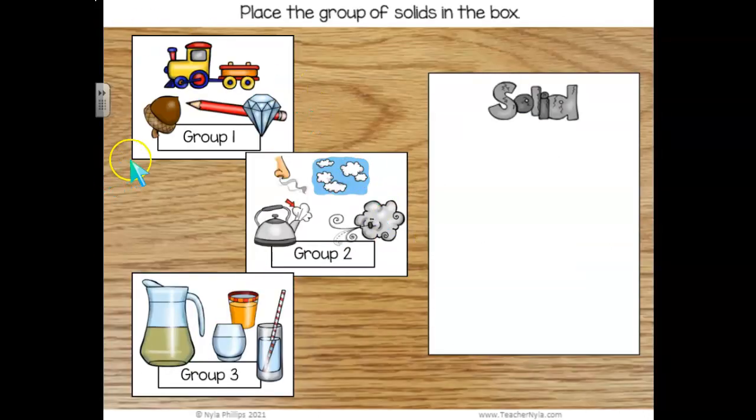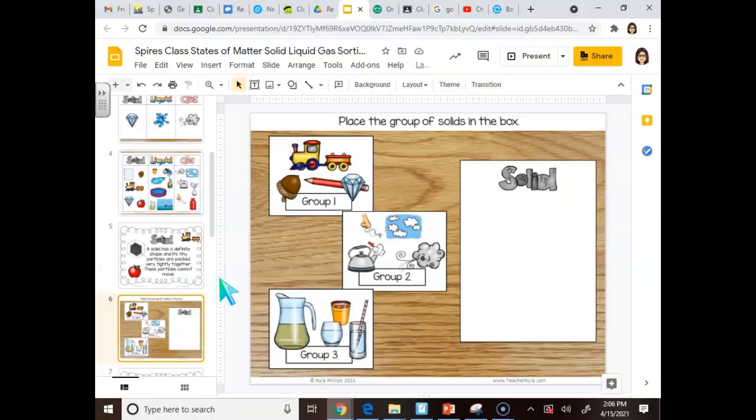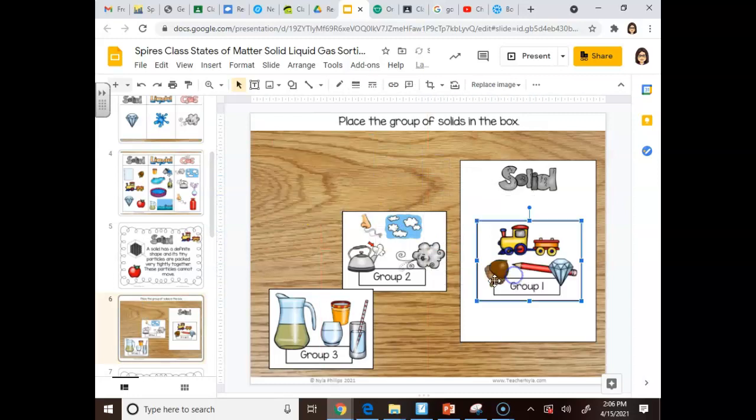All right, it says, place the group of solids in the box. All right, guys, is it group 1, Group 2 or Group 3, the solids? Group 1 is the solids. They have their own shape. So I'll move it into place.